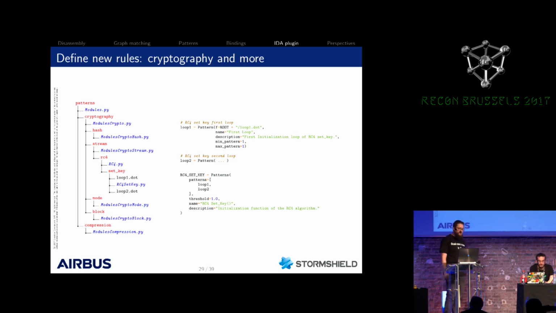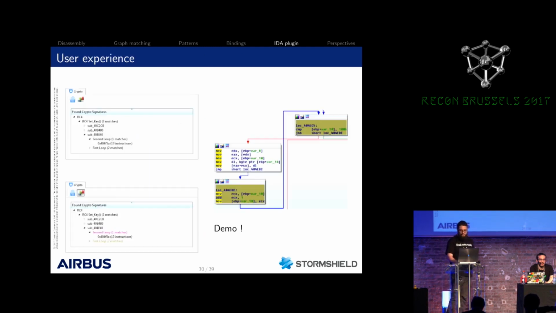We do the same thing for the second loop. Then we create the function patterns, so we give the 2 loops because we must match those two loops in the function set key of RC4. Then we put the threshold, which here is 1, so it means we must get the two patterns to validate the function, then a name, a description, and so on.